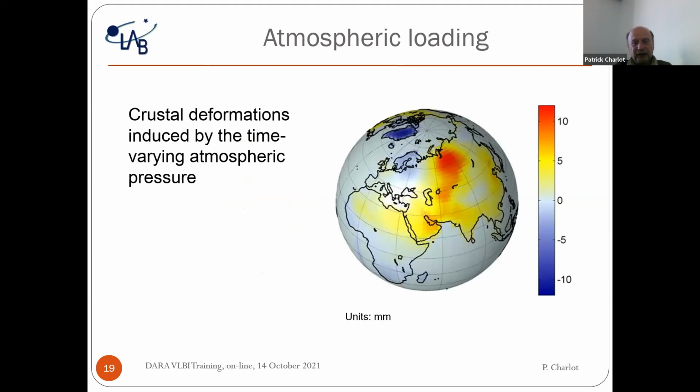Another small thing, atmospheric loading. Depending on the atmospheric pressure, whether it's high or low, it will press more or less on the crust, and this will create also some small deformations, which are below 1 centimeter. You see that this is the level here of the deformation, and this is in millimeters. So this is a deformation of a few millimeters up to 1 centimeter. But if you want to get sub-centimeter accuracy, you need to account for this.